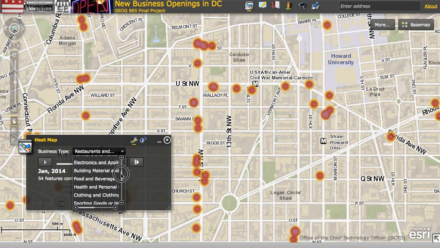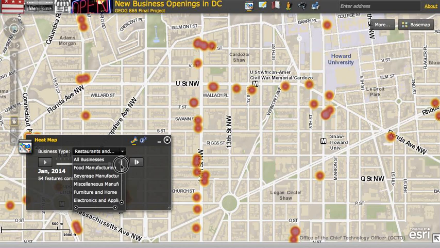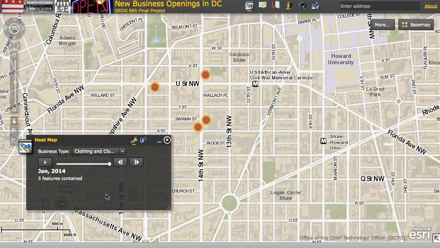But if we take a look at another sector, such as clothing, we can see there have been 5. So maybe this is an area where more people are coming. A lot of restaurants and bars are now bringing people to this neighborhood from other areas of the city or even from neighboring Virginia and Maryland. Maybe there's an opportunity here for a clothing store or more clothing stores to open up in this neighborhood.